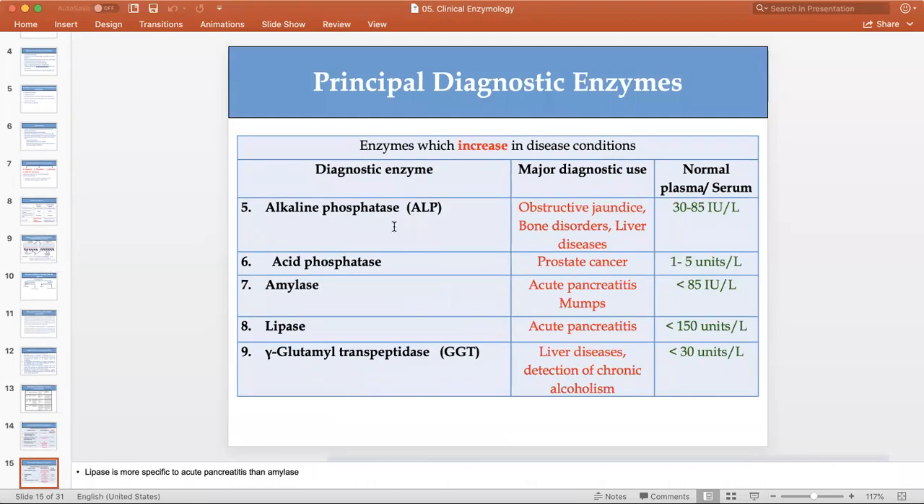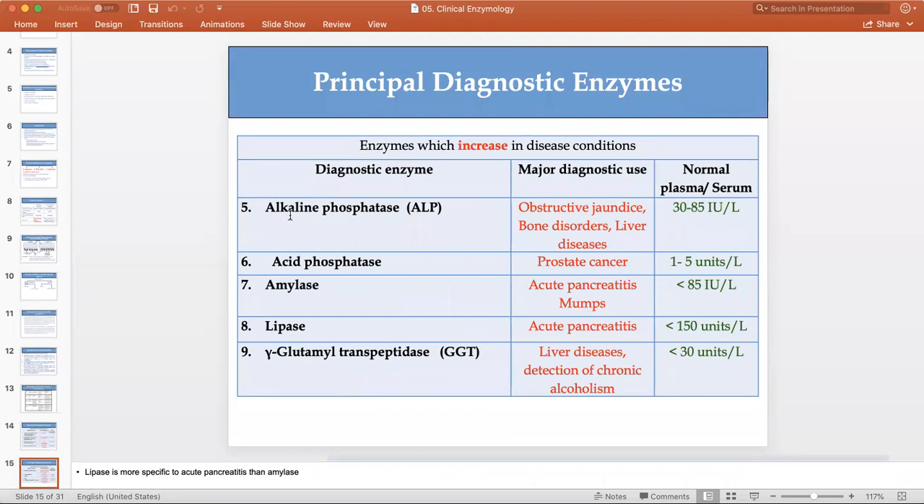Alkaline phosphatase, mainly when we talk about alkaline phosphatase, there are two places that you have to know. One is the bile, so the biliary duct and all that. If there's any damage to the bile duct or bile system, the alkaline phosphatase will go up and the GGT will go up. These are the two important ones.